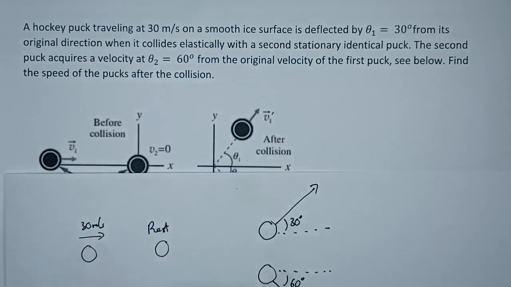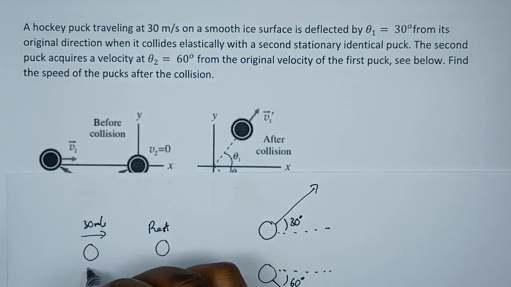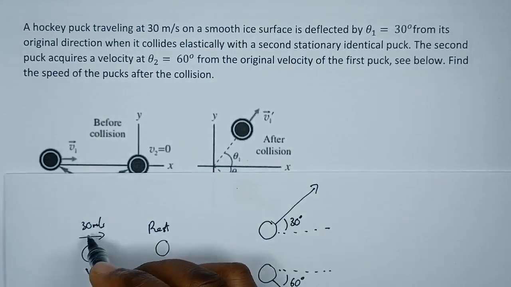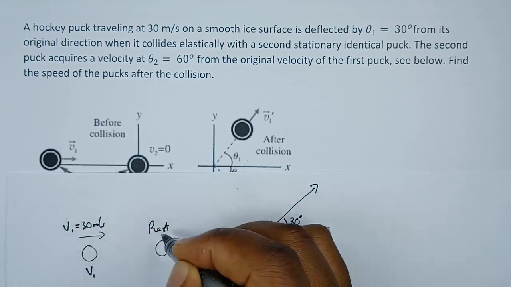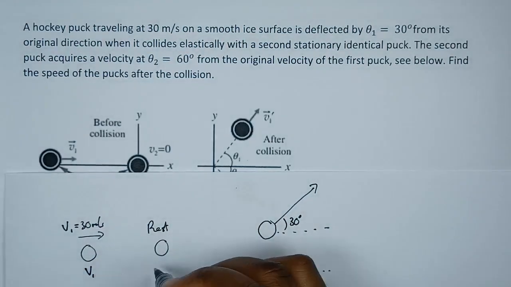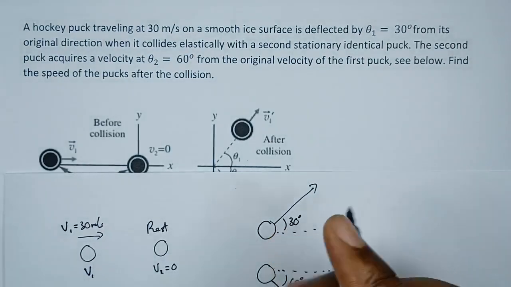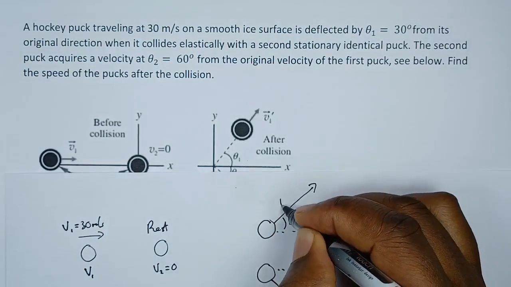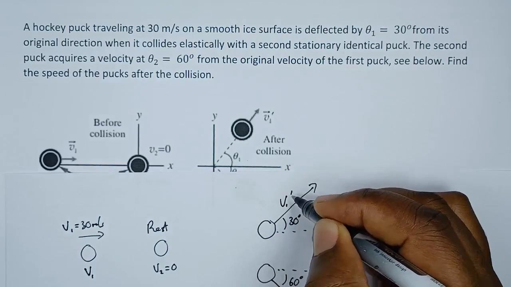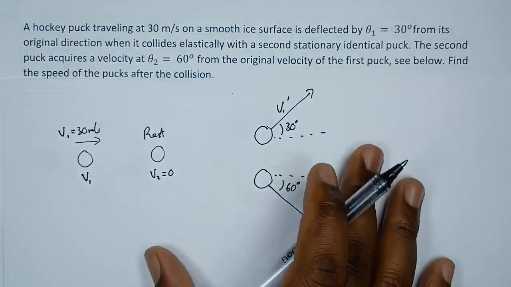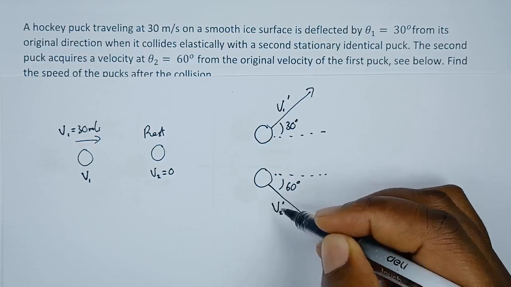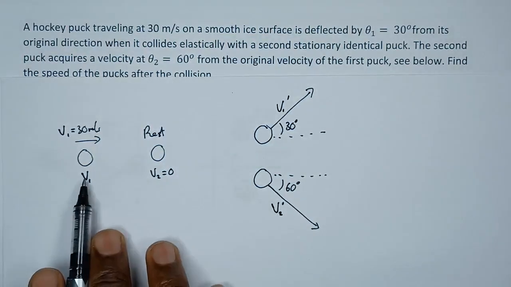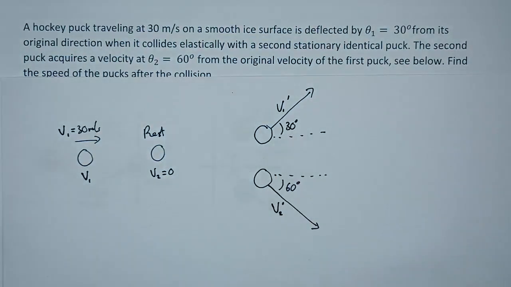Remember, this is velocity 1, the initial velocity. It was moving with an initial velocity of 30, so let's just put it here. This one was at rest, so the velocity 2 was 0. But for this one, we have v1 prime. The prime is just representing the final velocity. This other one here is v2 prime. So v1 initial, v1 prime final.